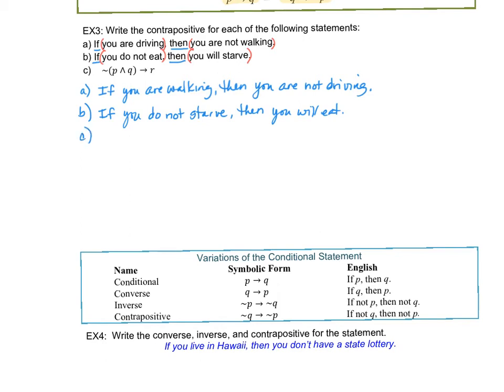That's a good C. So C, our statement was given in symbolic form, so our answer is going to be in symbolic form. Typically in mathematics, the way that you are given the problem is the way that you should write the answer unless you're told otherwise. So notice that this is a conditional statement. We have our arrow here.